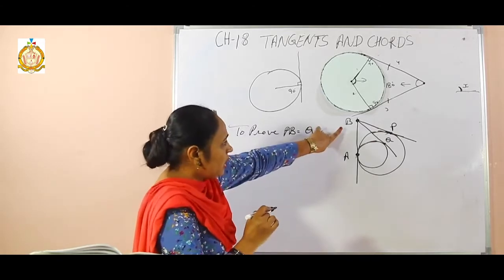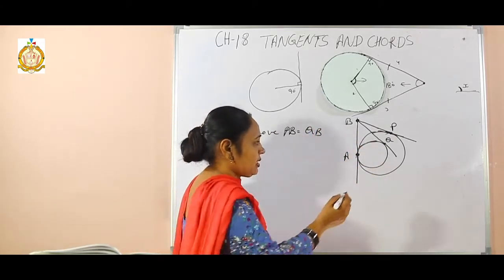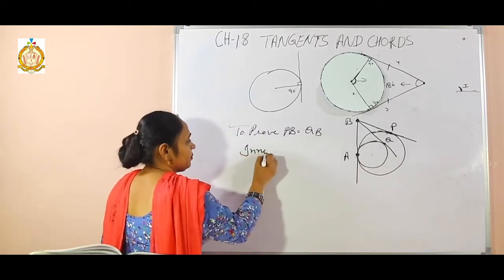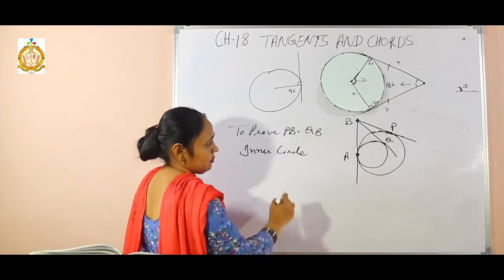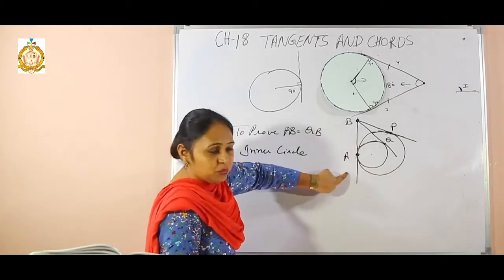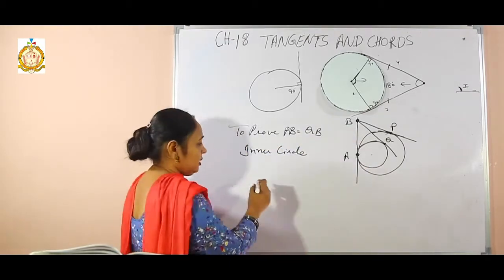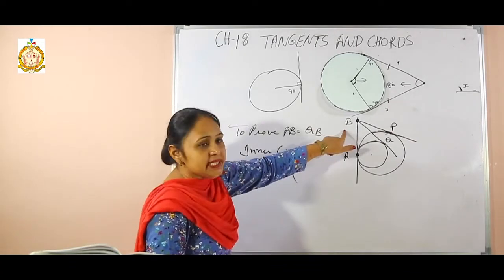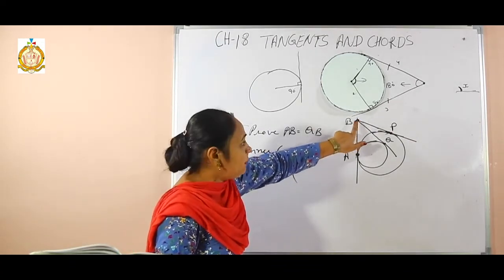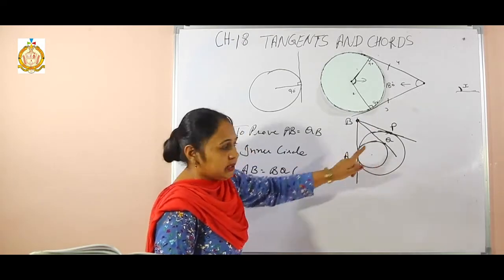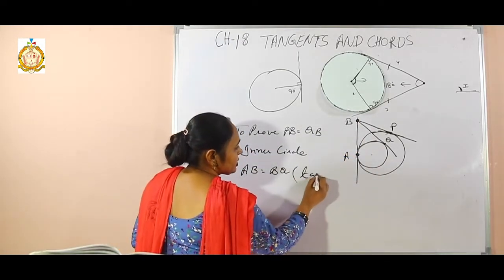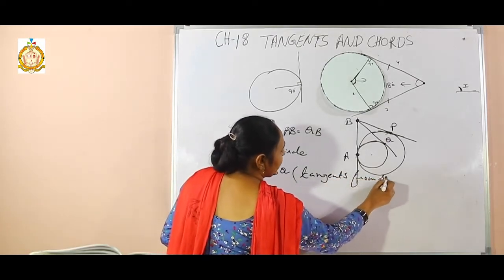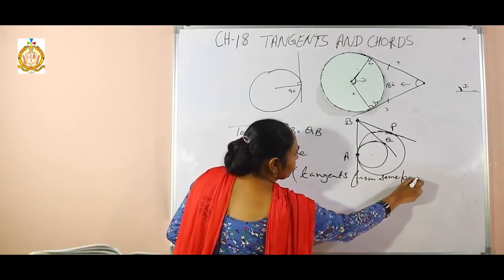Now how to prove? I know that if I take the internal circle, this one, the inner circle, then AB will be equal to BQ. Why? Because tangents come from the same common point B on this one circle. That means tangents from the same point are equal.